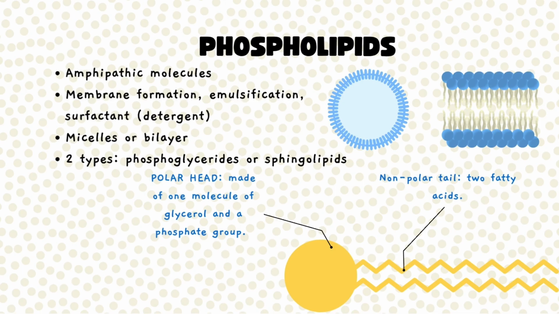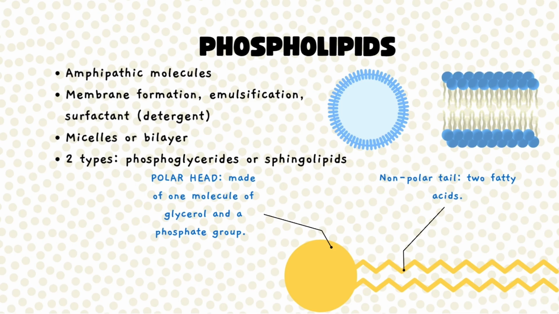So phospholipids are involved in membrane formation. If you think of your phospholipid bilayer, they're also involved in emulsification and they're surfactants, so they act as detergents. Phospholipids can actually spontaneously rearrange, depending on the environment that surrounds them, into micelles or bilayers. So if you look at the circular structure on the left, that is a single layer, a unilayer. It is a micelle. If you look on the right, that is a bilayer.